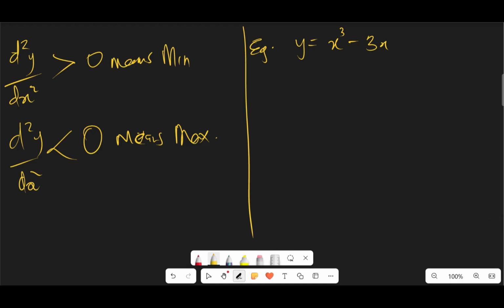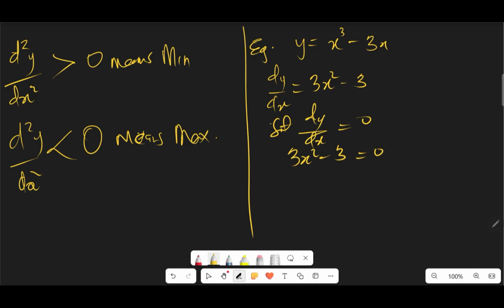Now, first we'll find dy/dx. So our dy/dx will be equal to 3x squared minus 3. Then we will set dy/dx equal to 0. So we are going to get 3x squared minus 3 equal to 0.